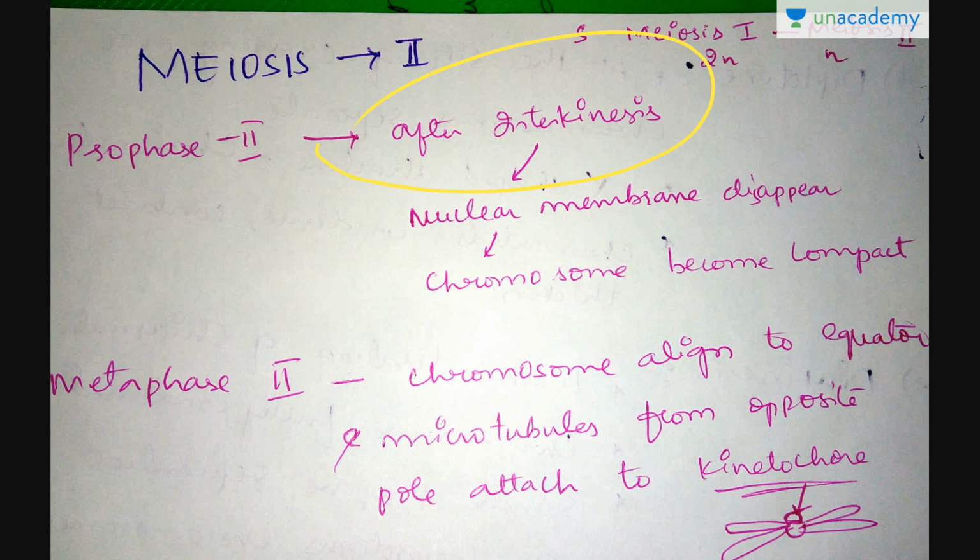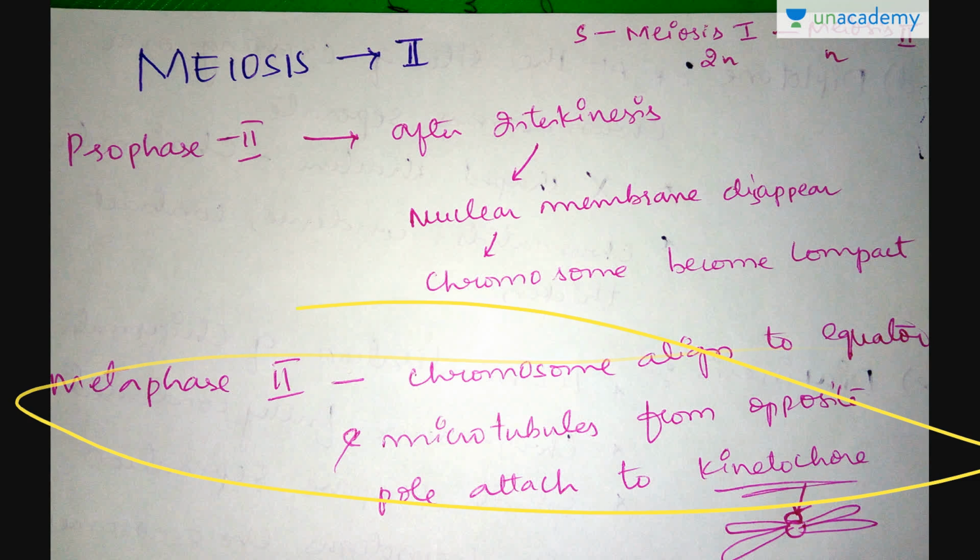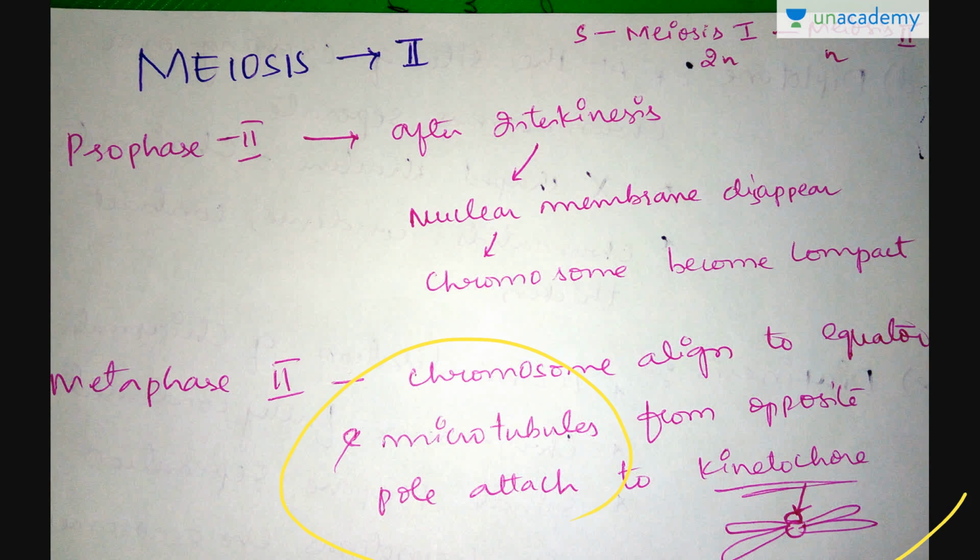After interkinesis, the nuclear membrane again disappears and the chromosomes become compact. The next stage is called metaphase 2. This metaphase 2 is very similar to both meiosis 1 and mitosis. In this, the chromosomes align at the equator or the center of the cell, and the microtubules from the opposite poles attach to the kinetochores of the chromosomes. The kinetochore is a structure present on the centromere.